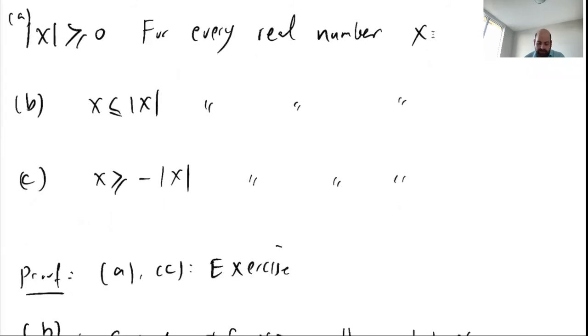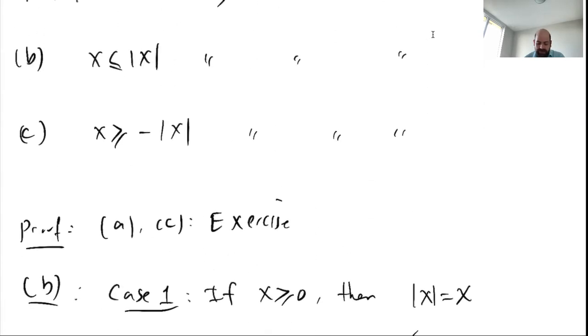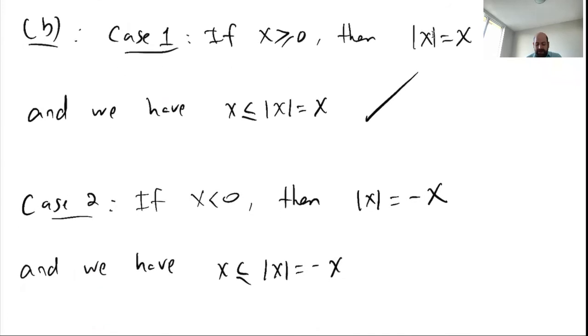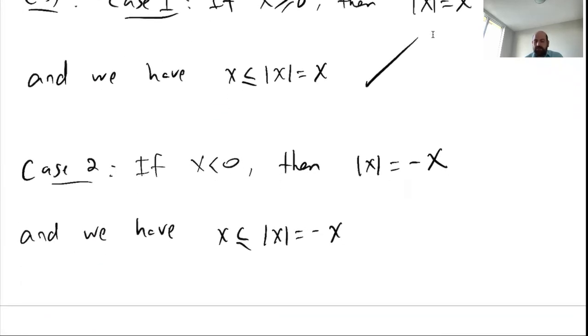So case one was obvious. Case two, however, if x is negative, then the right-hand side of this inequality becomes minus x. Now my claim is that x is less than or equal to minus x if x is negative. Why is that true?